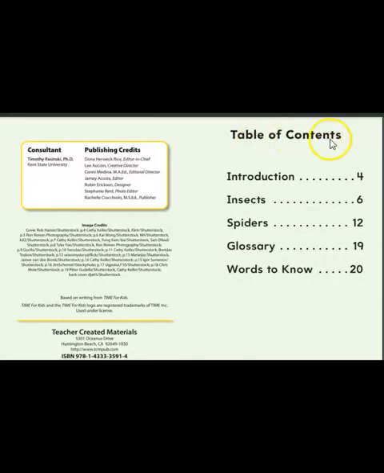Okay, the table of contents. Introduction is on page 4, insects page 6, spiders page 12, glossary page 19, and words to know page 20. The table of contents is usually a text feature that is found in informational books. It helps us locate information that we want to learn. So if I only want to learn about spiders, then I can turn to page 12 and just read about spiders.